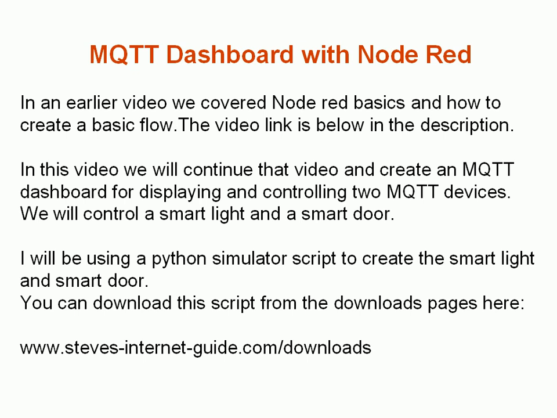But in this video we're going to continue on and we're going to create an MQTT dashboard for displaying and controlling two MQTT devices. We're going to control a smart light and a smart door. Now I'm not using actual devices, I'm using a simulated device, and I've got a Python script that can simulate both devices. And you can download the script if you're interested in using it yourself from the downloads page.